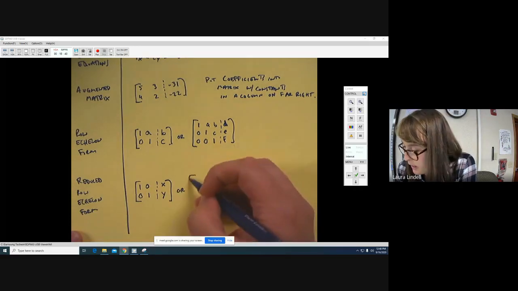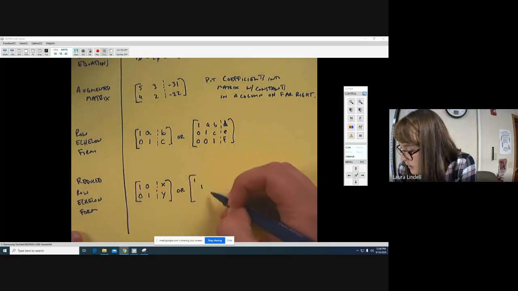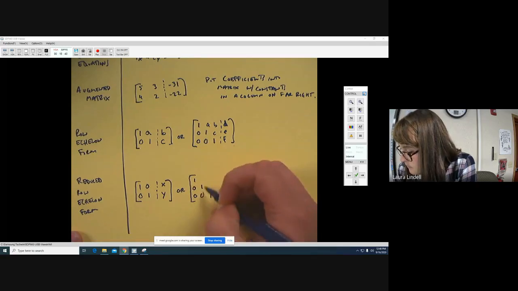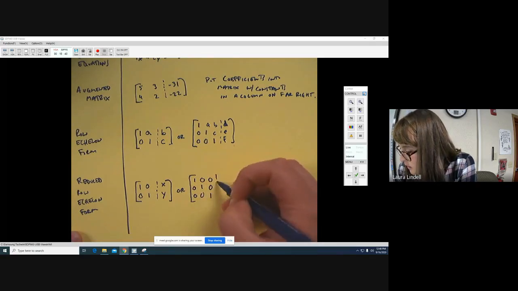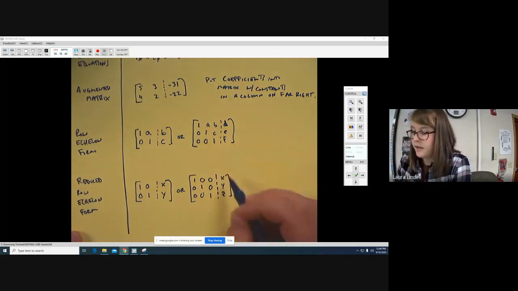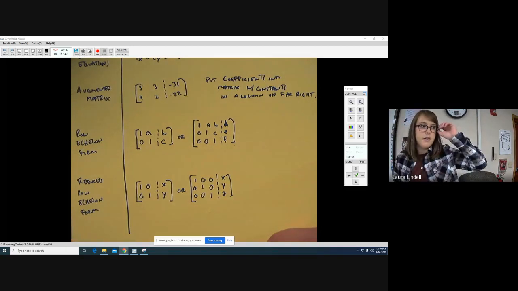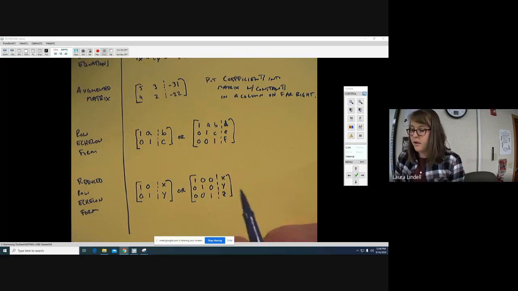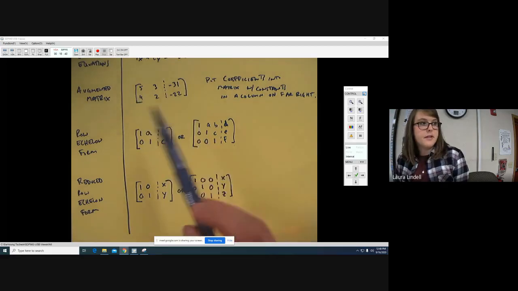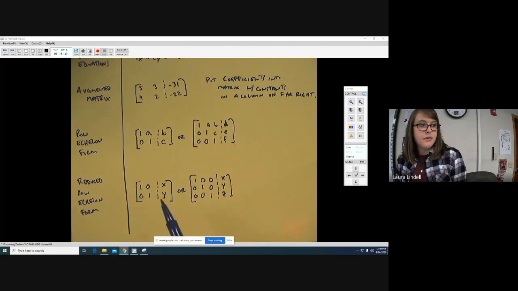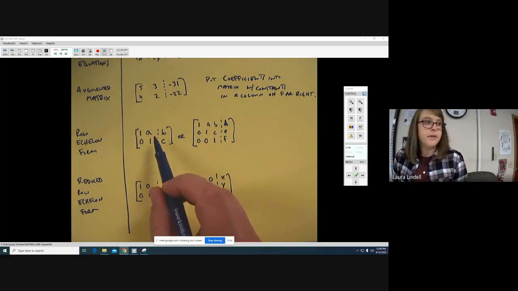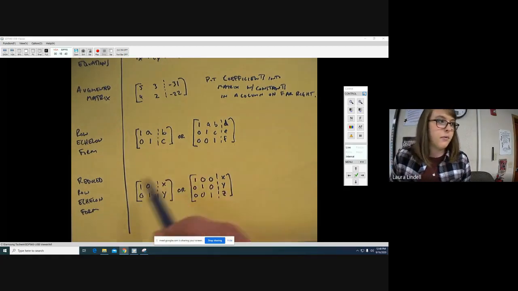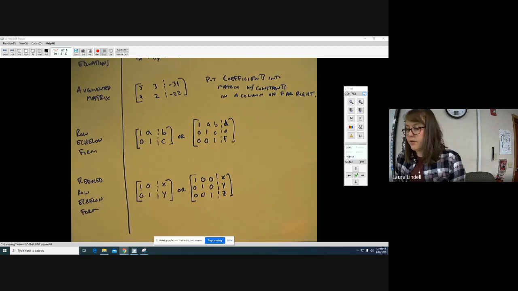And it's the same idea if you had a 3x3. You have the 3x3 identity matrix. And then you have the values for X, Y, and Z in the right-hand column in that augmented part. Okay. So our goal with our augmented matrix is to make it look like reduced row echelon form. Or row echelon form, but then you have to do a little extra step. So usually you want reduced row echelon form in order to solve it.